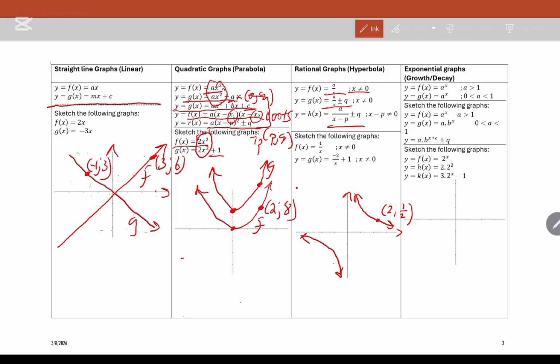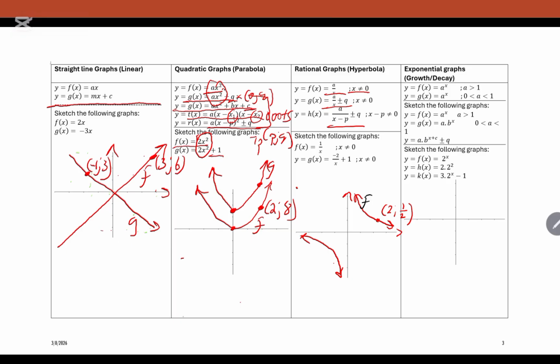The other graph is g of x. So this graph here is called f. The other graph is g of x is equal to negative 2 over x plus 1, and that value of a is negative. It means the graph has its value of a negative. Therefore, the graph is found in the second quadrant and the fourth quadrant.